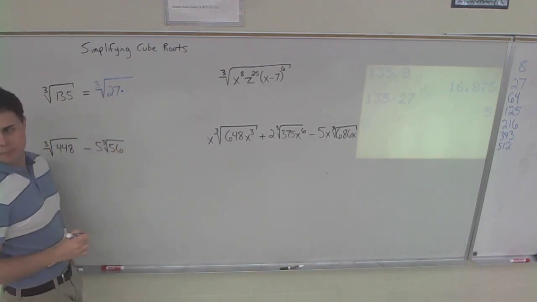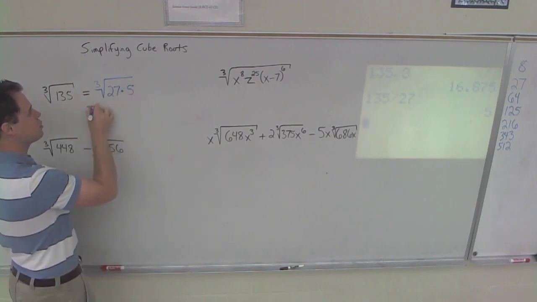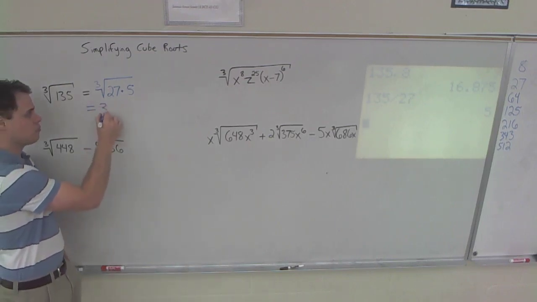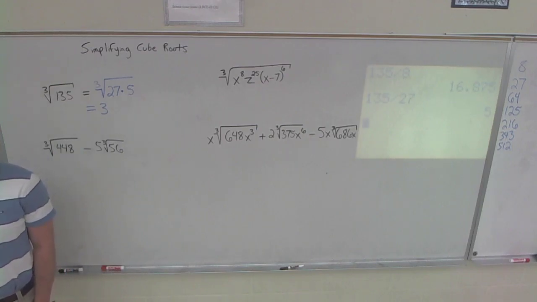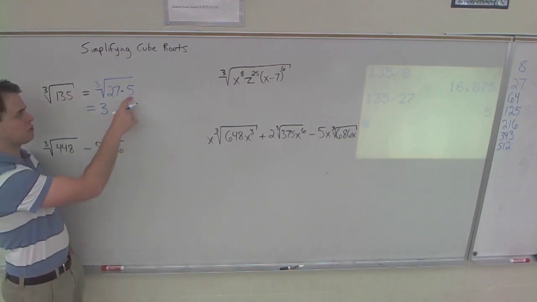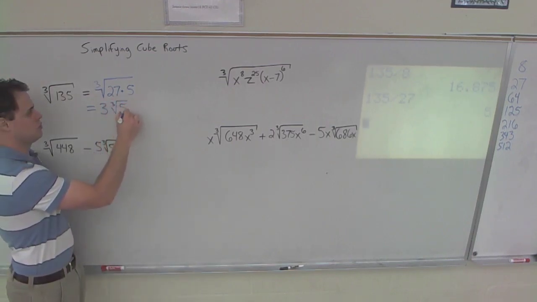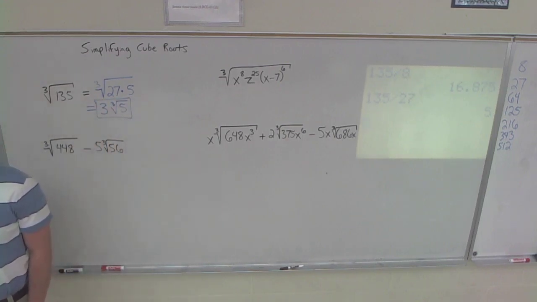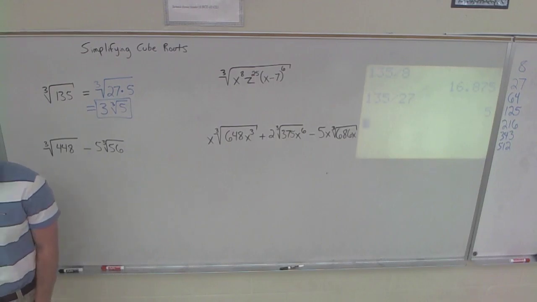27 times 5. Why would you care to write it as the cube root of 27 times 5? Well, because the cube root of 27 is 3, because 3 times 3 times 3 is 27. So that simplifies to 3 cube roots of 5. Same way we did square roots, we're just using a different root now.